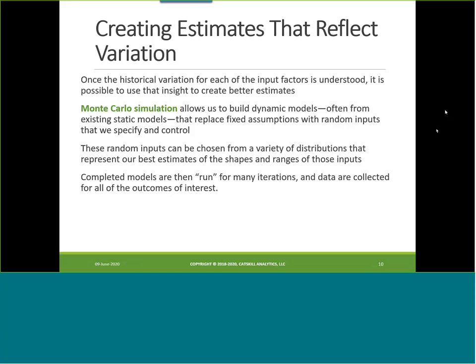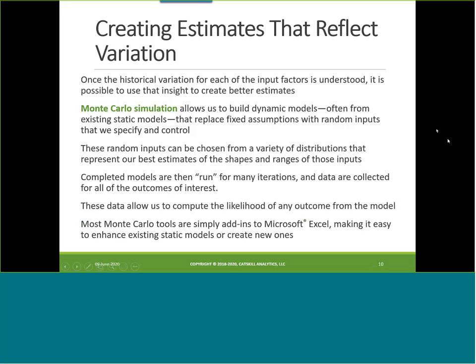These completed models are then run for many iterations. Basically, the software that does this modeling takes your spreadsheet and just keeps hitting F9, for those of you familiar with Excel, over and over again. But every time it does that, there's a different random variable in each of those random input cells, and it gets a different answer. It keeps track of all those answers and ends up building a histogram of the results. These data then allow us to compute the likelihood of any outcome from the model.